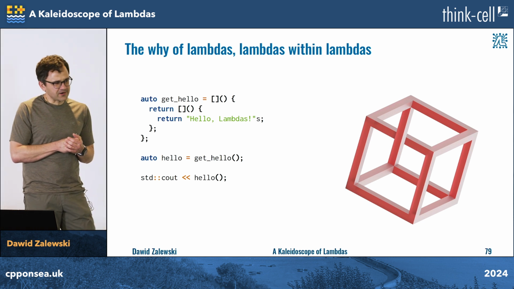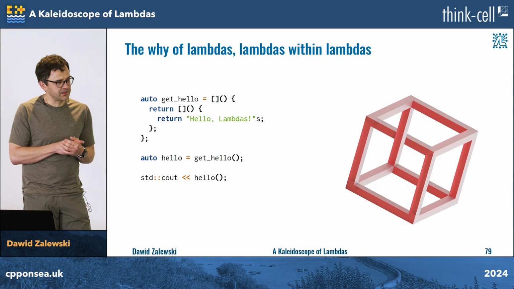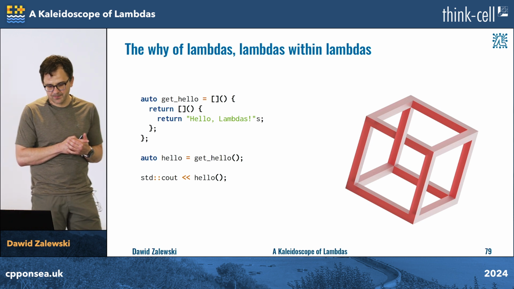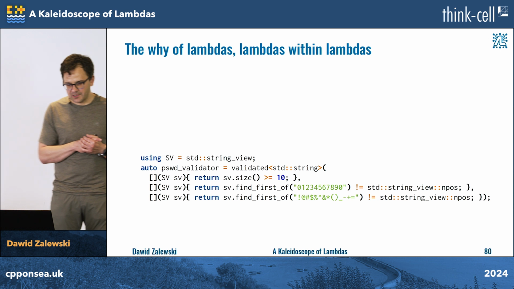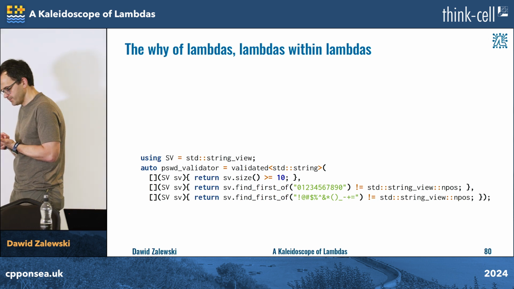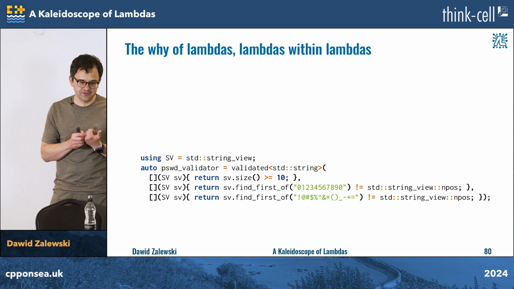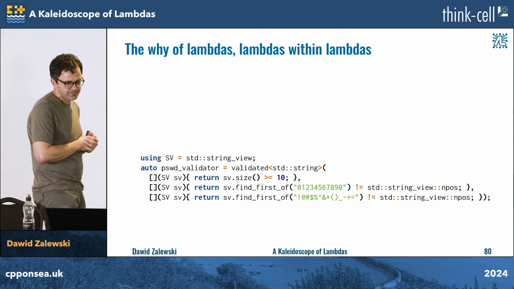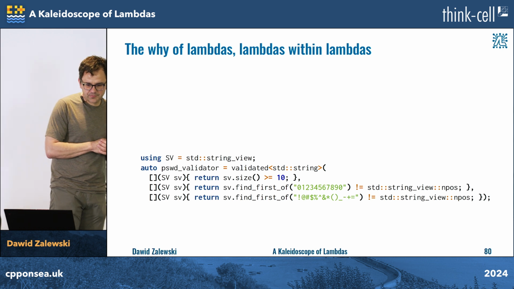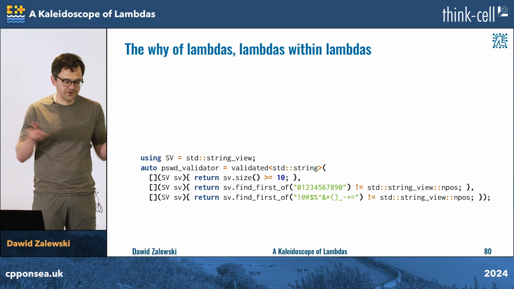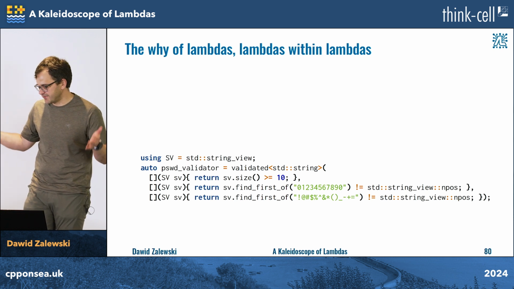And those things are usually achieved by writing lambdas within lambdas within lambdas. So you cannot just get away with one lambda. Like, imagine something like this, a string validator, or a password validator in this case. And the password validator is a simple concept. It basically validates whether your password is long enough, whether it contains the right characters, and nothing else.